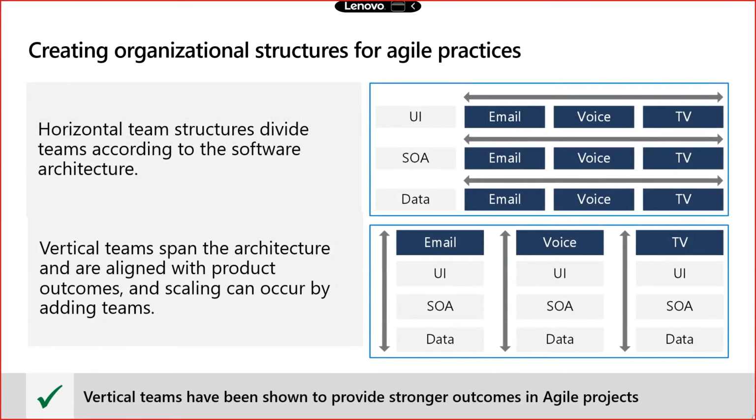This is also called, if you search for it, an L-shaped or T-shaped team. L-shaped is your vertical team and T-shaped is your horizontal team. That's what it is called in the agile methodology.